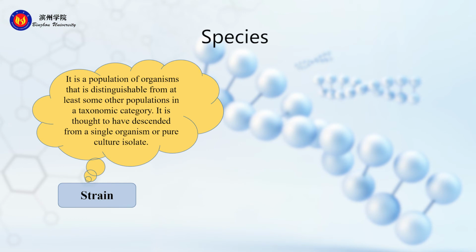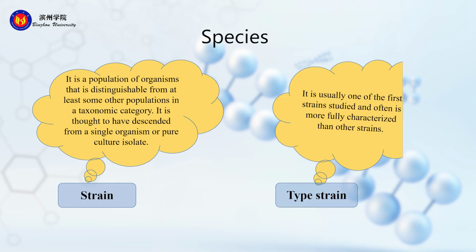A strain is a population of organisms that is distinguishable from at least some other populations in a taxonomic category. It is thought to have descended from a single organism or pure culture isolate. For each species, one strain is designated as a type strain. It is usually one of the first strains studied, and often is more fully characterized than other strains.